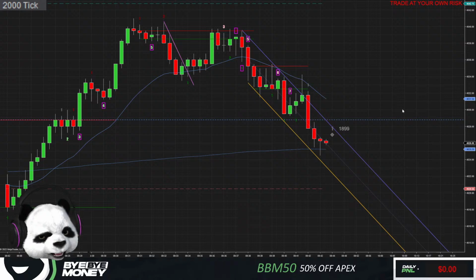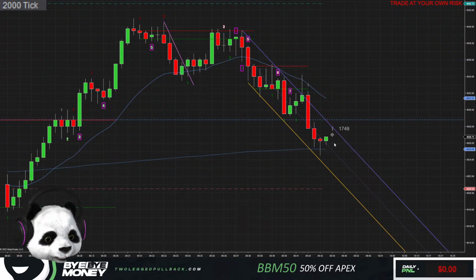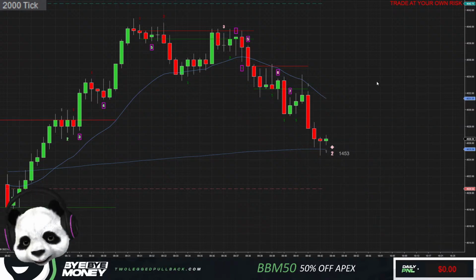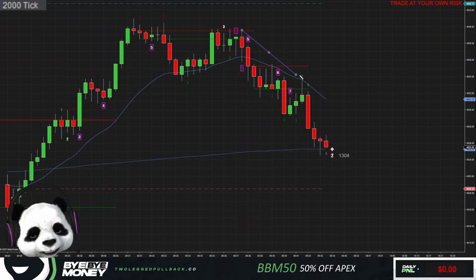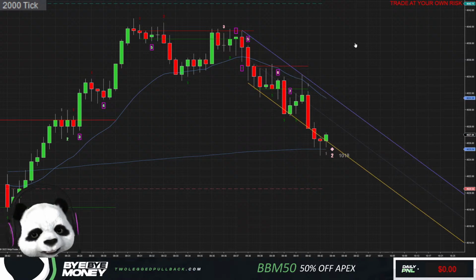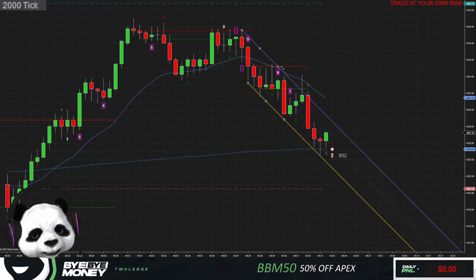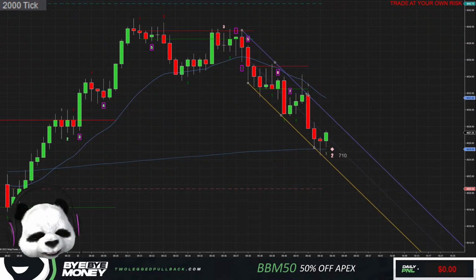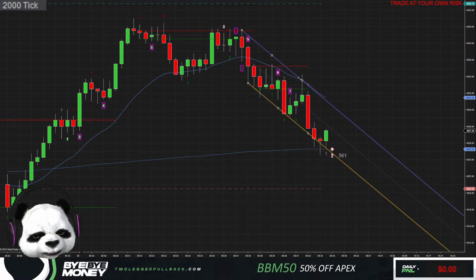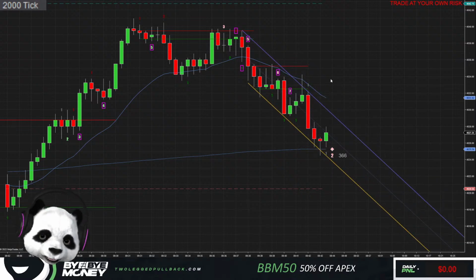All right, one second, pan. I need to get rid of all my lines here. It's causing some lag. Still causing lag. Getting a little lag here. Not really sure what's causing it.